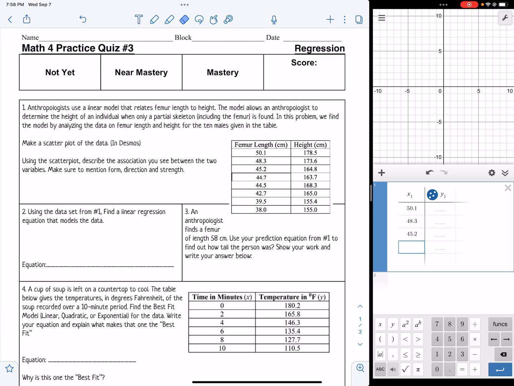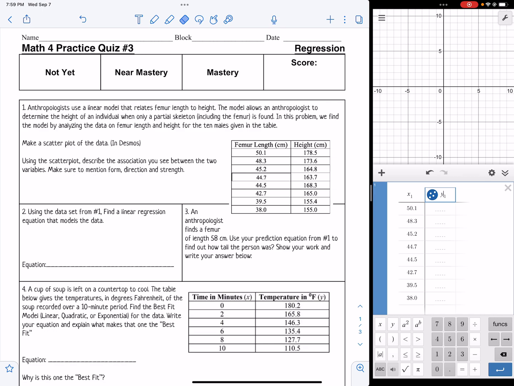So 45.2, I see I got 44.7, 44.5, 42.7, 39.5, and 38.0.